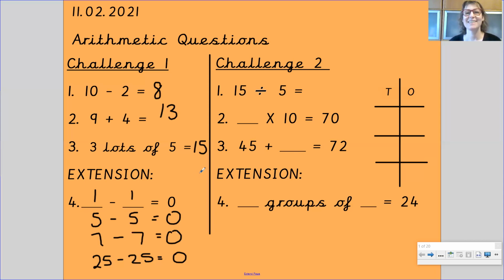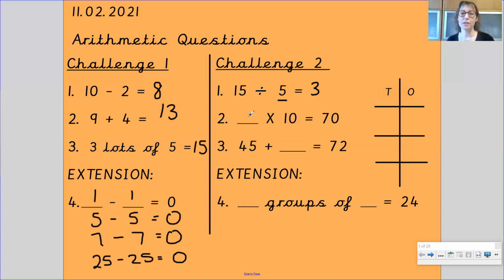Let's have a look at challenge 2. 15 divided by 5. So I'm going to use my 5 times table to help me, and I'm going to count in 5s until I get to 15, because that's the biggest number in the division. The biggest number is at the beginning. So 5, 10, 15. So that's 3. So if I had 15 counters and I put them into groups of 5, I would have 3 in each group. 3 groups, sorry.